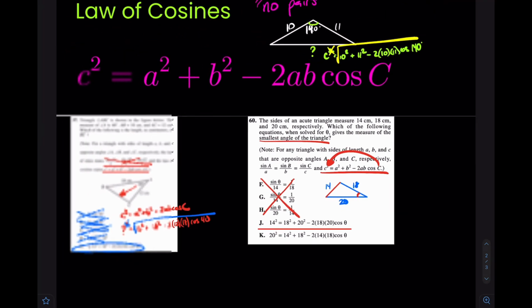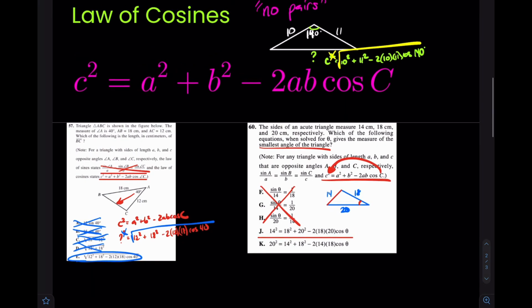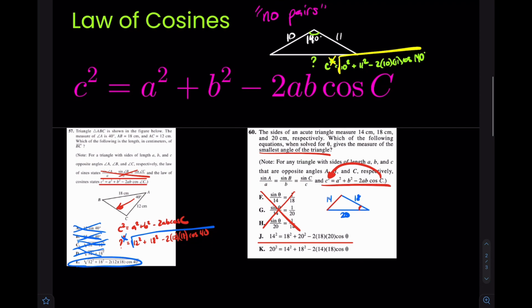So those are just two examples of law of cosine. Of course, there are a million more. If you want me to do some of the harder ones, please chime in in the comments, and I will make sure to do some of the harder ones.